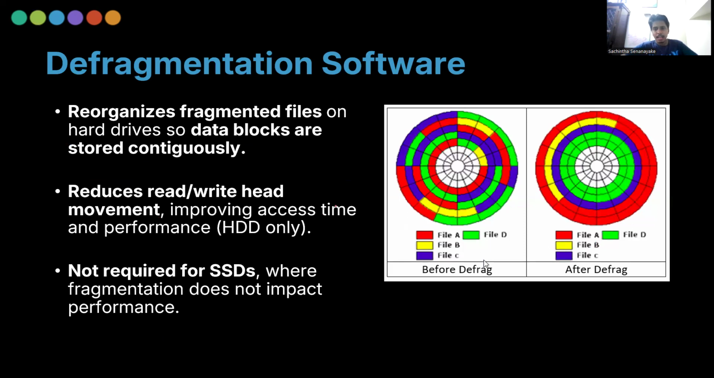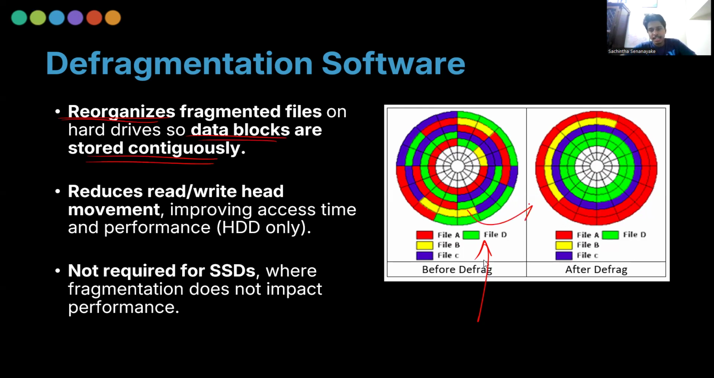Defragmentation software. Now, as a result of continuous reading and writing operations on a hard disk drive, the data blocks of your file get fragmented or spread out across the disk. As you can see in this picture here, the file gets all over the place. All blocks of the file are scattered across the hard disk drive. So defragmentation is to take all those fragmented blocks of a file and reorganize them, so that way data blocks are contiguous.